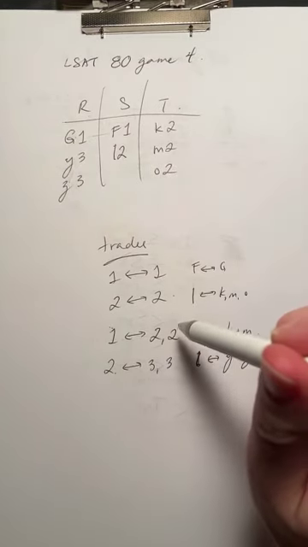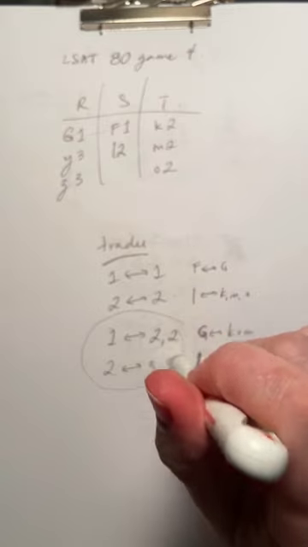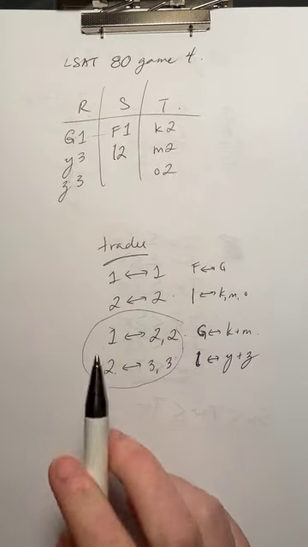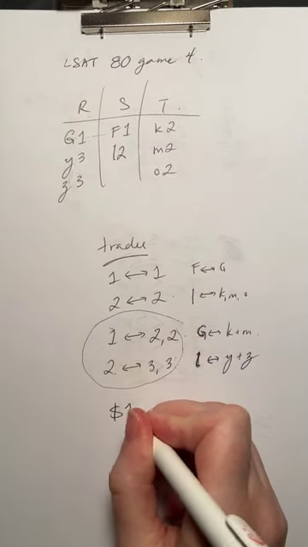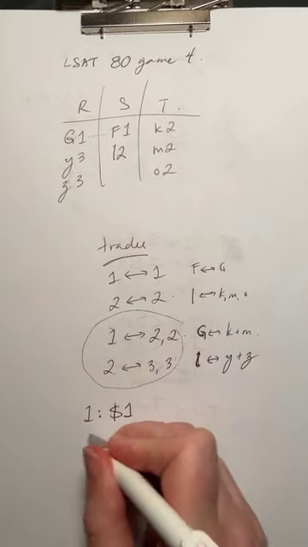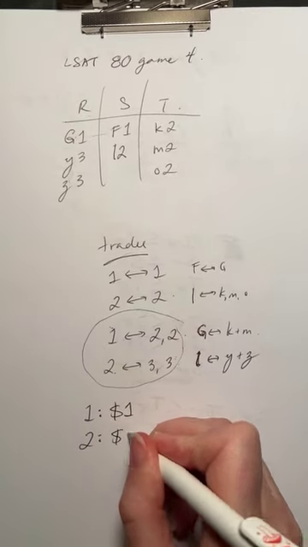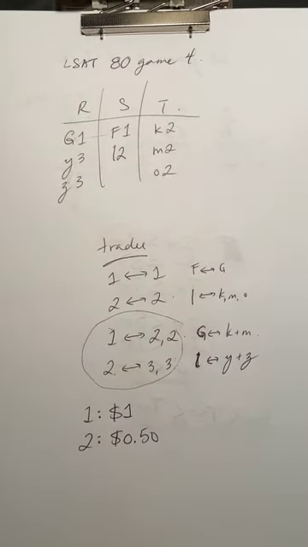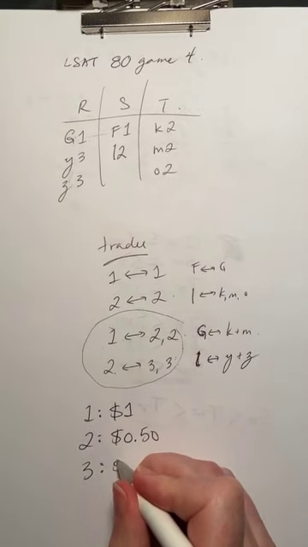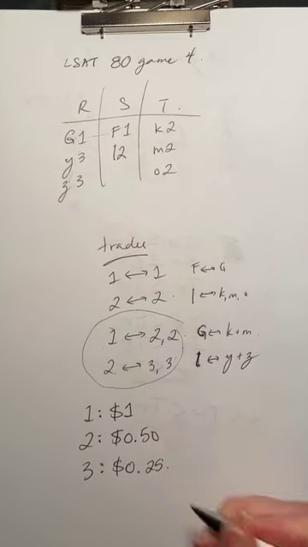So let's look at what these trading options tell us about the relative value of buildings of different classes. If a 1 is worth 2 2s, I would just look at it as 1 is $1 and a 2 is worth half of that. So a 2 is worth 50 cents. A 3 would then be worth half of what a 2 is worth and would be worth 25 cents.